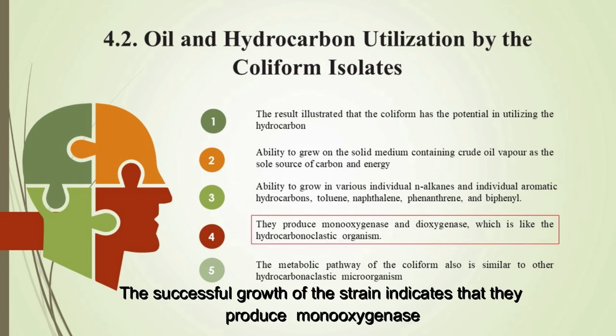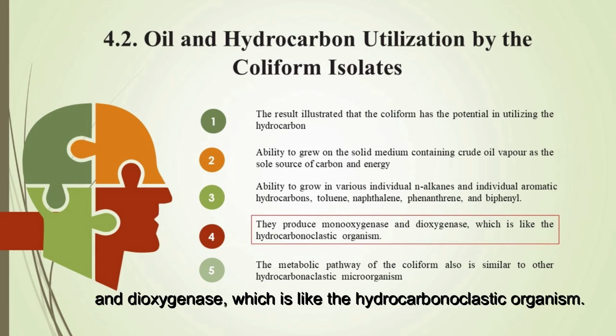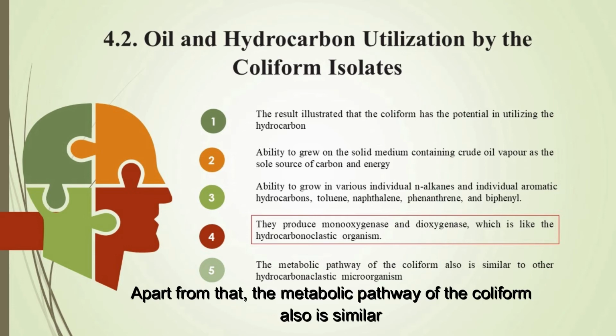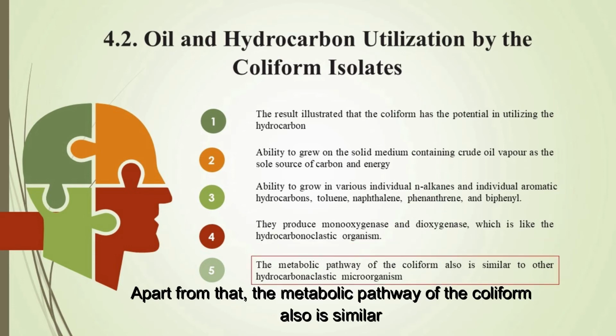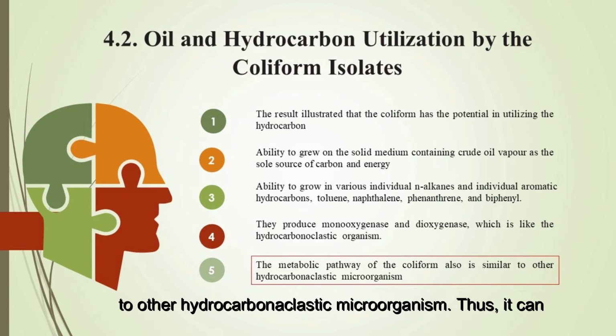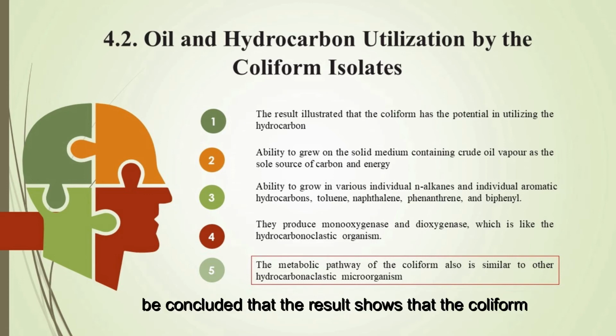The successful growth of the strain indicates that they produce monooxygenase and dioxygenase, like the hydrocarbonoclastic organisms. Apart from that, the metabolic pathway of the coliform is also similar to other hydrocarbonoclastic microorganisms. Thus, it can be concluded that the result shows that the coliform has hydrocarbonoclastic potential.